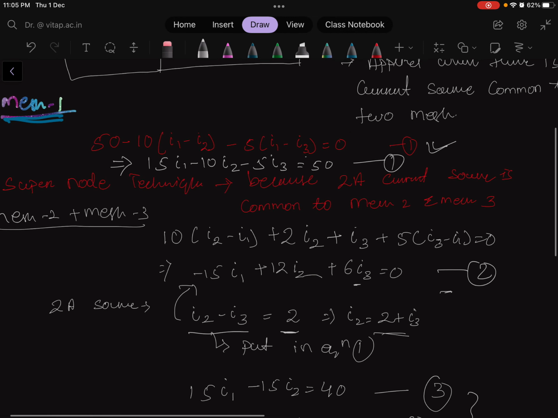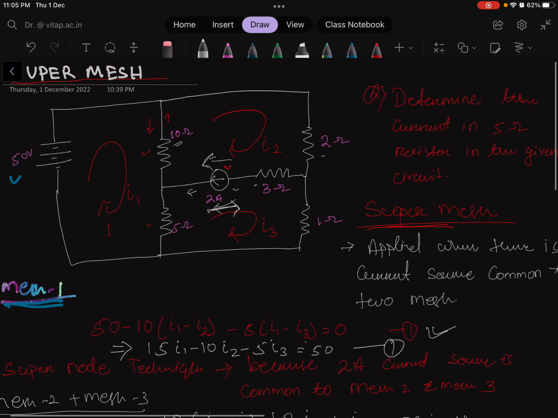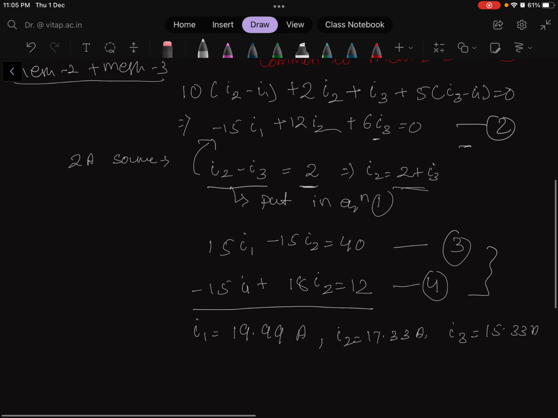Okay. Now, what is the question asking? In the question, we need to find the current value in the 5 ohm resistance. What is the 5 ohm resistance? The 5 ohm resistance is here. What is the current in the 5 ohm resistance? It is I3 minus I1, or I1 minus I3. Whichever you take, you will get the same answer.